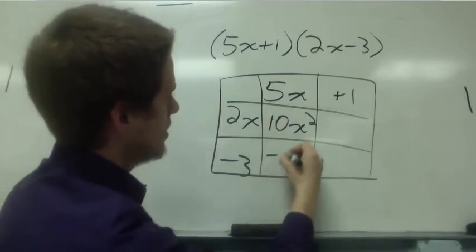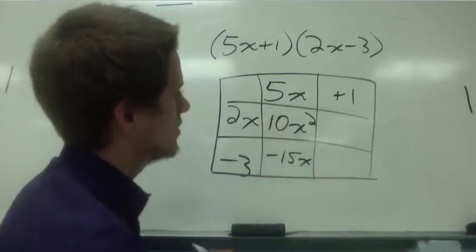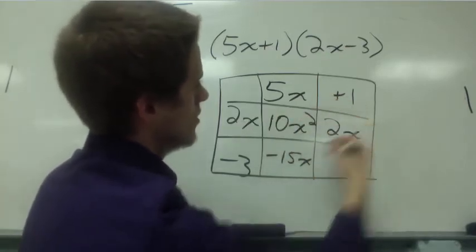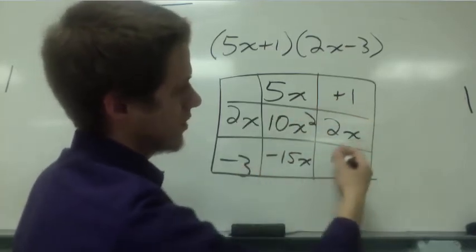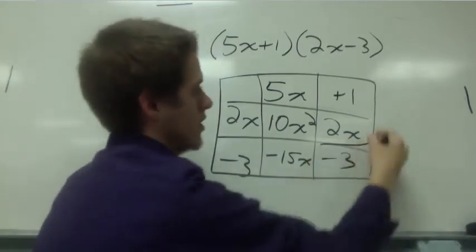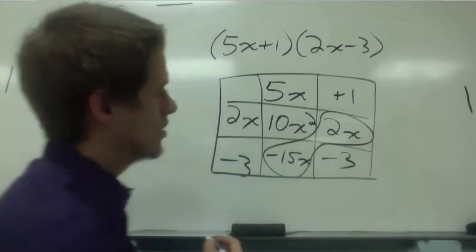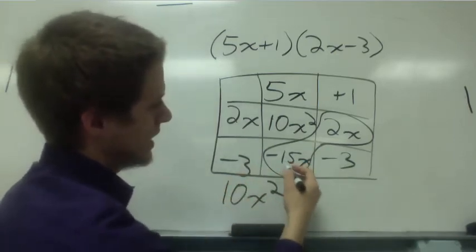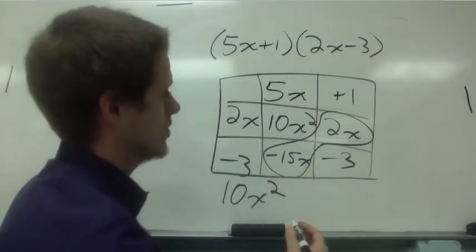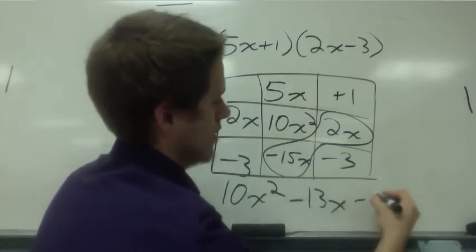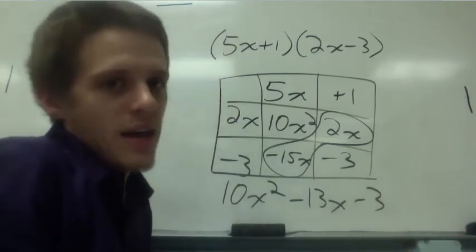5x times negative 3 is negative 15x. 2x times 1 is 2x. And then negative 3 times 1 is negative 3. So again, combine those like terms. I'll keep my 10x squared out front. Negative 15x plus a 2x is going to be negative 13x. And then keep the minus 3 on that back side.